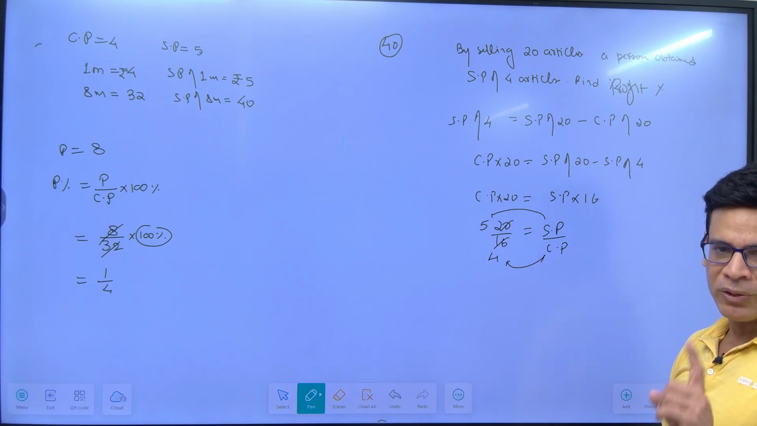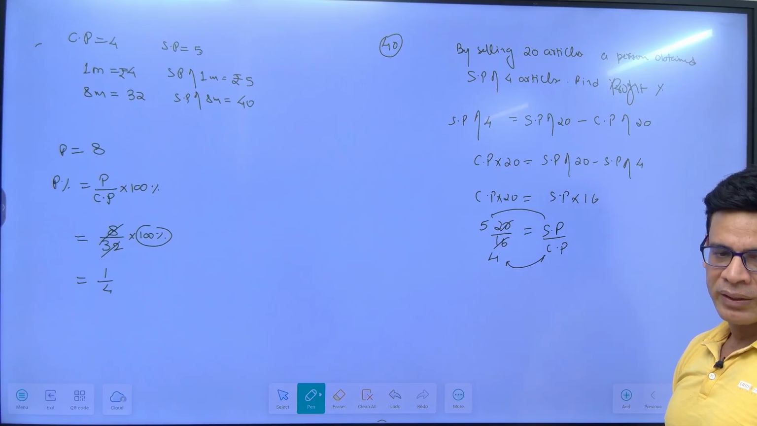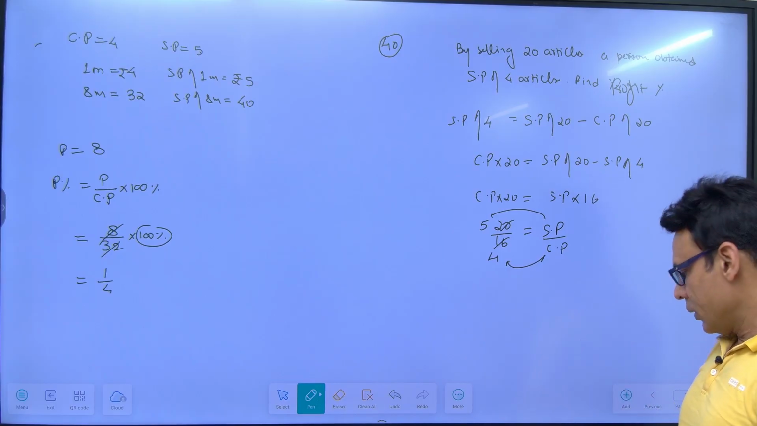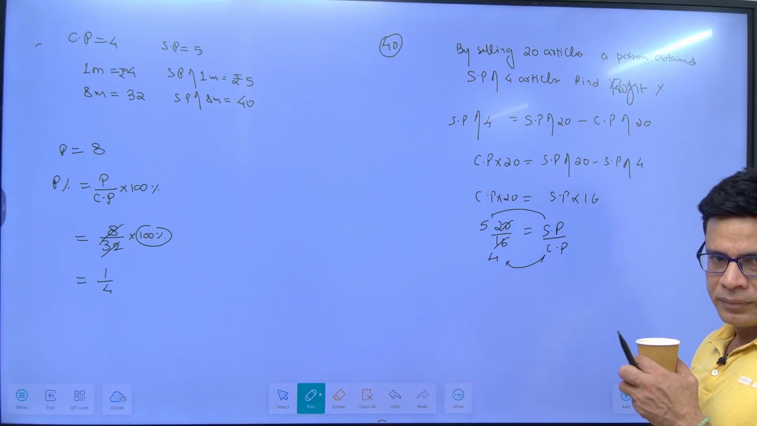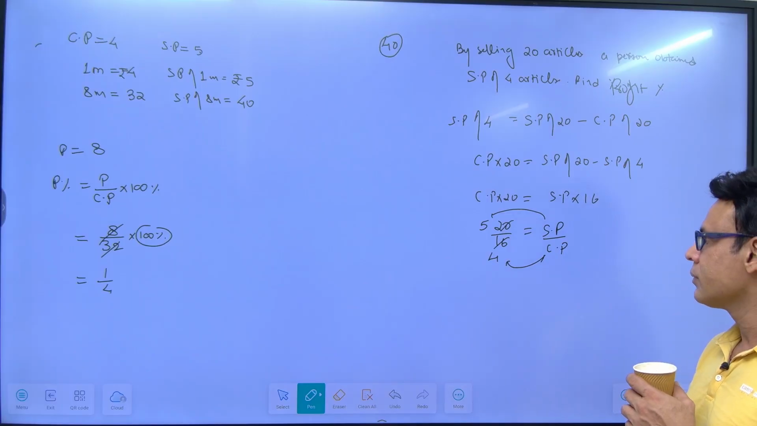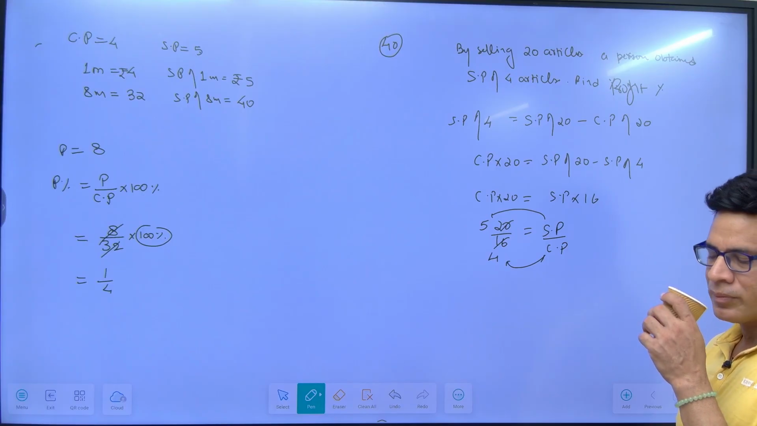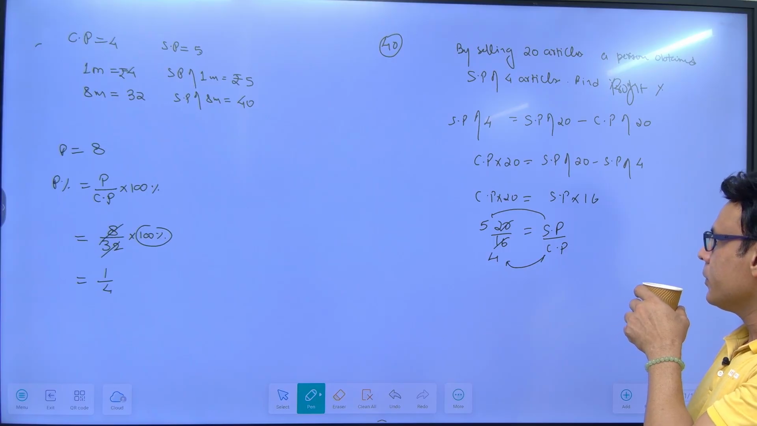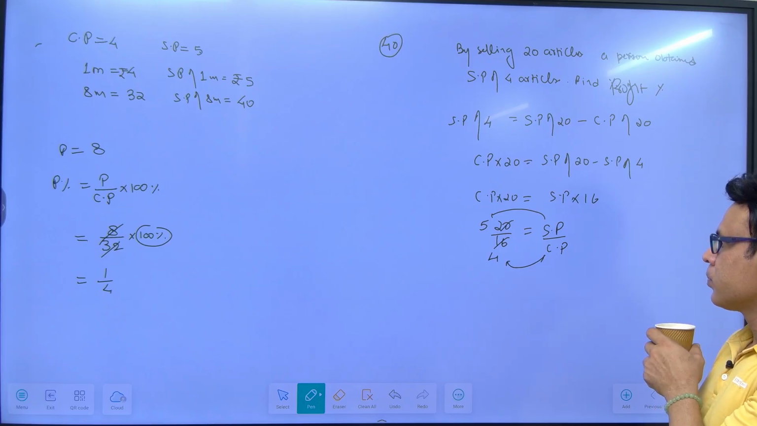You don't have to calculate that percentage profit if you know the percentage fraction. See, your things become easy. Remember, in accounts we learn the price and cost ratio. Put at a profit of 1 by 4 of cost, so 1 by 5 of sales.